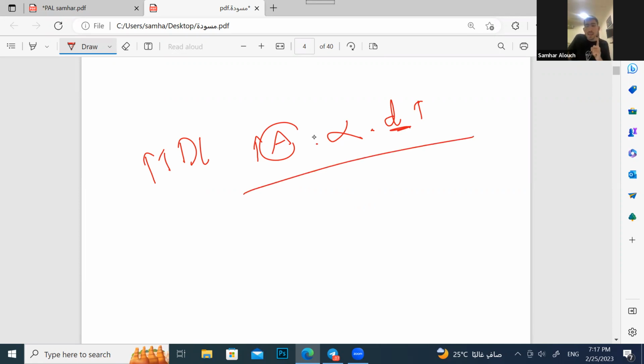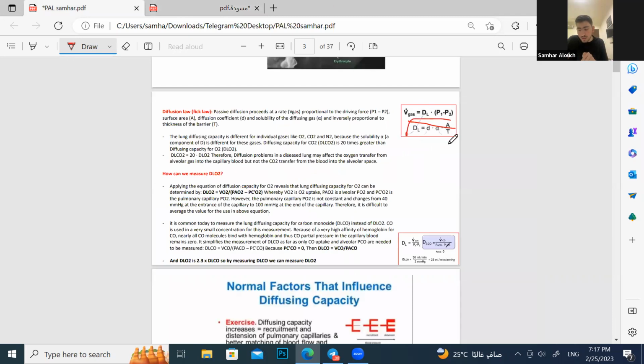But it is inversely proportional to the thickness. So if I increase the capillary thickness, I am decreasing the DL. So if I increase the thickness, the DL, the ability of the gas to pass, must decrease, okay? And that's what this is about. It's DL equals D alpha A divided by T. That's why T, if it's increased, the DL will decrease. Is it clear? I have taken so much time on this, but I hope it's clear because he usually gives so many questions about this.